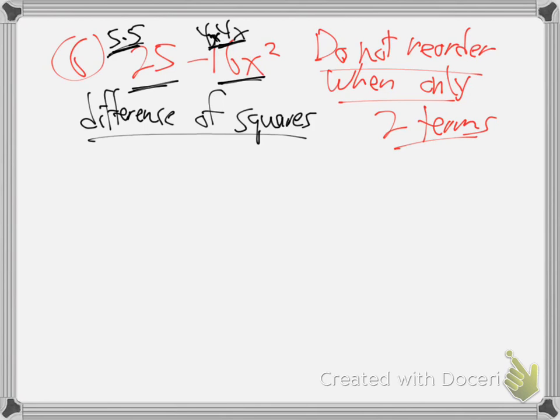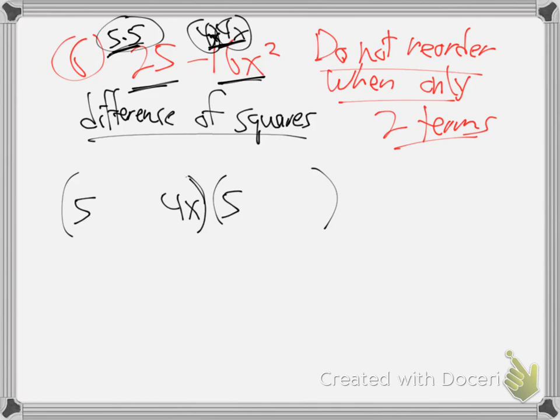It's super easy. You don't need to make the diamond. You don't need to mess around with anything. Just do 2 parentheses. The 5s that were on the left go in the left of each parenthesis. The 4x that was on the right goes in the right of each parenthesis.